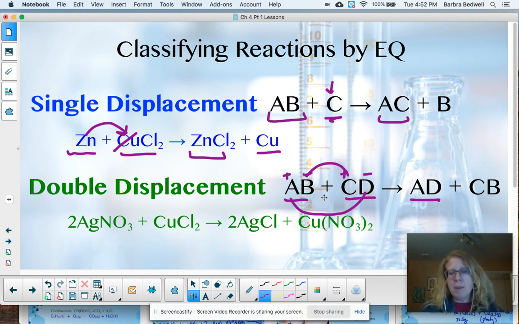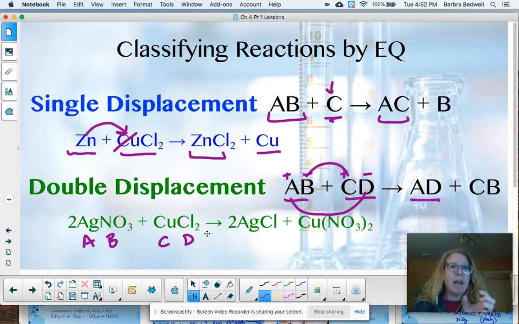So what gets complicated though sometimes is that our ions aren't necessarily single elements. For example, down here, our ions are polyatomic. So this would be our A and nitrate would be our B. C would be copper and D would be chloride. But in this case, the nitrate ion is acting as a single piece, right? It's a single polyatomic ion acting as a single functional unit.